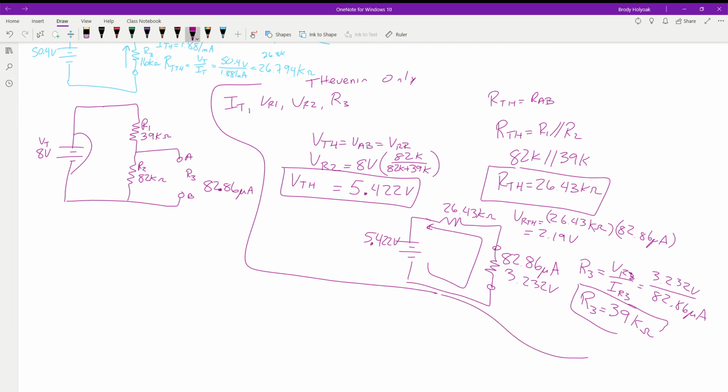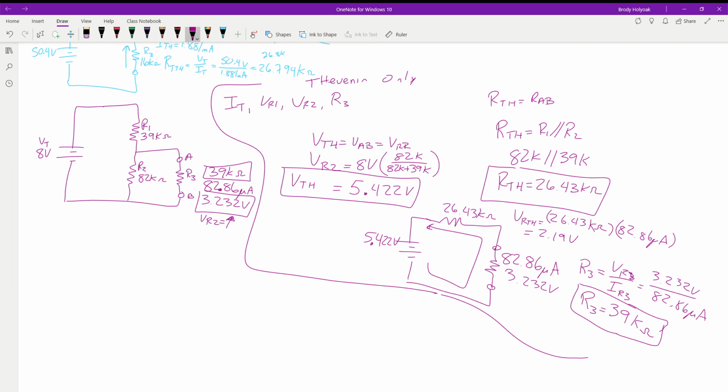Now what we need to do. So now we can move out of Thevenin because we've used it to its full extent. We step out, we come back to our original circuit, and we know that based on the Thevenin analysis, we have 39 kiloohms with a voltage of 3.232 volts. Now, since these guys are in parallel, our voltage for R2, the real R2, is this guy right here, because they're in parallel.